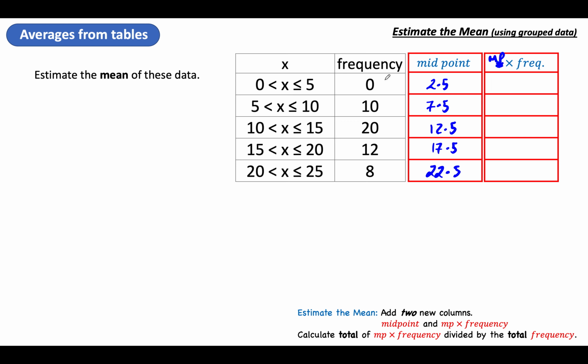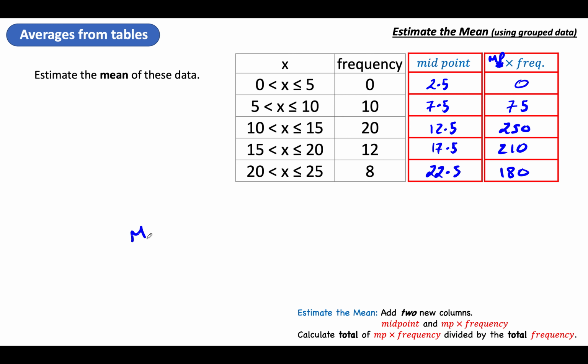So midpoint times frequency. Well, frequency of 0 times 2.5 is 0. 10 lots of 7.5 is 75. 20 lots of 12.5 is going to be presumably 500. Oops, I've just typed that in wrong. It's definitely not that. Oh, it's 250. Of course it is. That's why it's always good to check. 12 times 17.5 is 210. And 8 lots of 22.5 is 180.